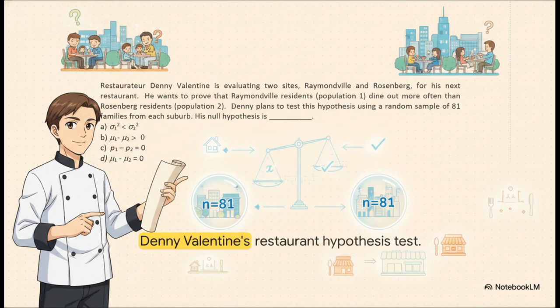Restaurateur Denny Valentine is looking at 2 sites for his next restaurant, Raymondville and Rosenberg. He has this sneaking suspicion that Raymondville residents dine out more often. So he pulls a random sample of 81 families from each suburb to test this. But before he can prove his theory, he has to establish a baseline.